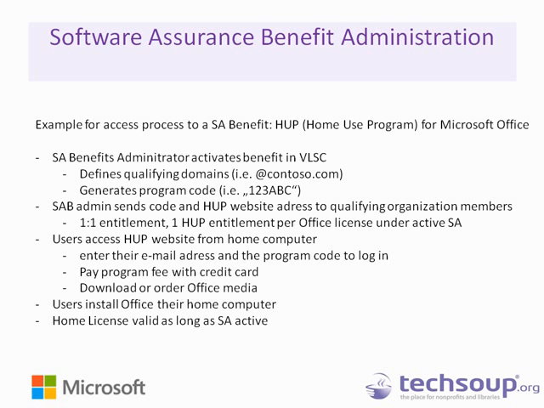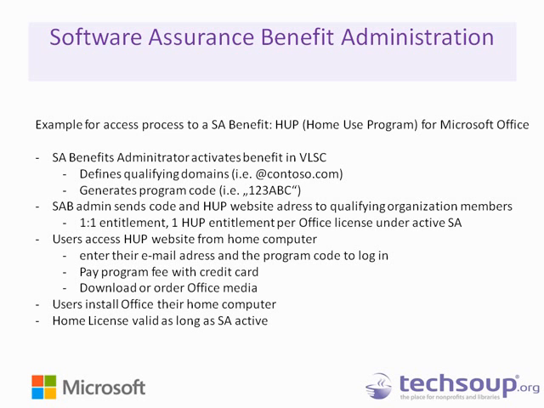So the software assurance benefits administrator goes in and activates the HUP benefit. To activate, you have to give 2 pieces of information. You have to give your organization's domain name that is used for the email addresses of all the organizational members, and you have to generate a program code that will be generated for you. Next, those 2 pieces of information, the domain, which is naturally given anyhow, and that program code can then be sent out to organization members who want to use HUP and who should use HUP.